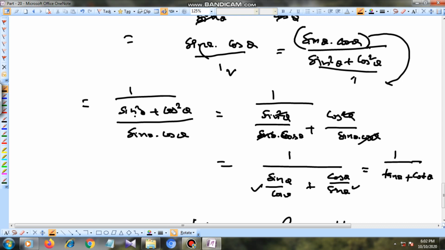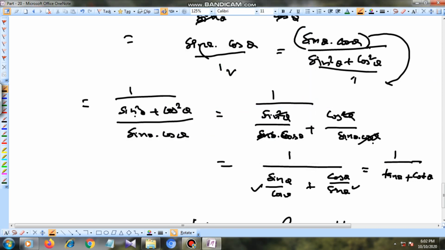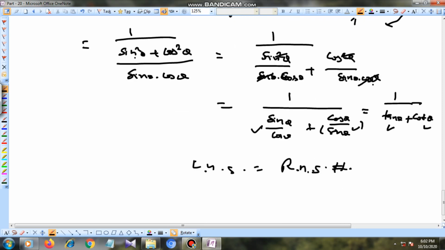Now we separate this, then we get 1 upon sin square theta upon sin theta into cos theta plus cos square theta upon sin theta into cos theta. Now this sin theta cancels this power and this cos theta cancels this power. So this is 1 upon sin theta upon cos theta plus cos theta upon sin theta. So this is 1 upon, this ratio sin theta upon cos theta becomes tan theta and this ratio becomes cot theta. So LHS equals RHS, hence verified. Thank you students.